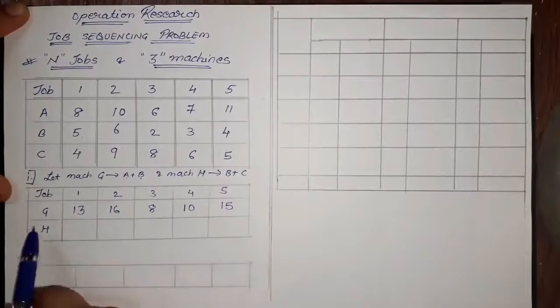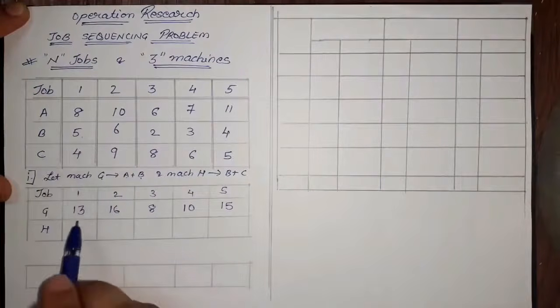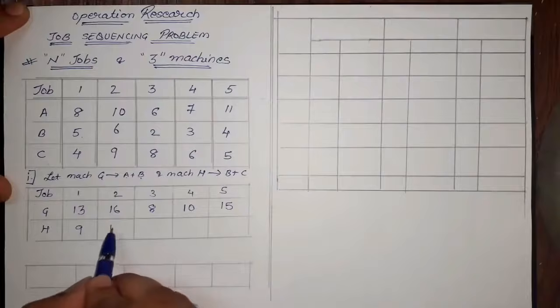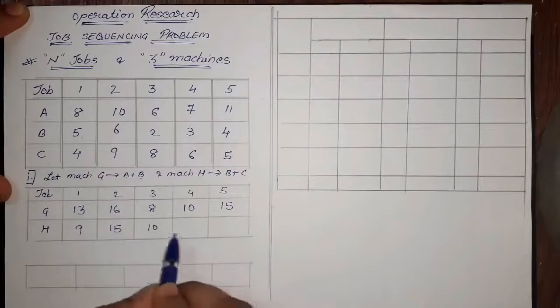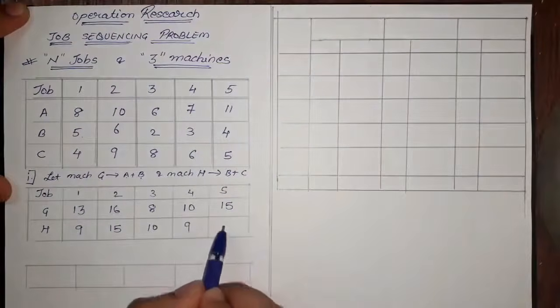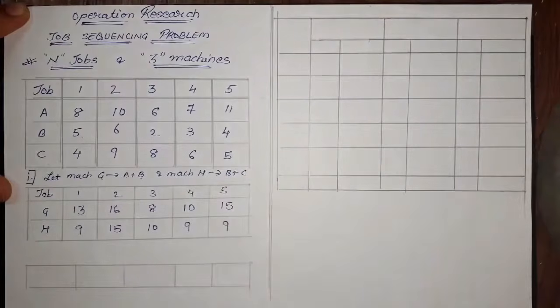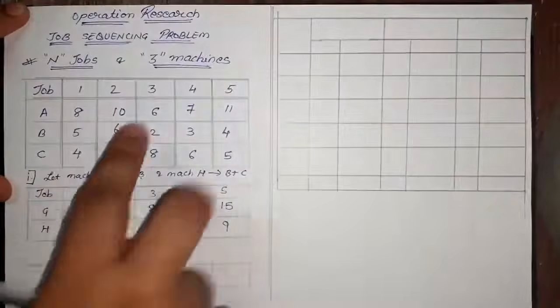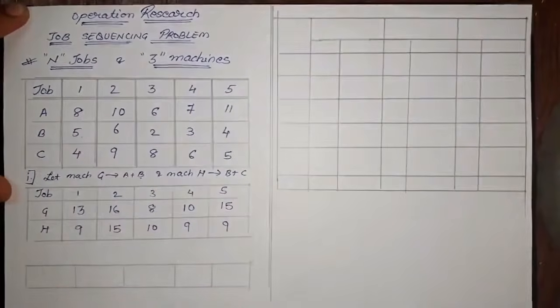Similarly, to find the values of H, we have to add B and C. So 5 plus 4, 9. 15. 10. 3 plus 6, 9. And 4 plus 5, 9. So that was step number 1. Whenever there are 3 machines, convert those 3 machines into 2 machines.